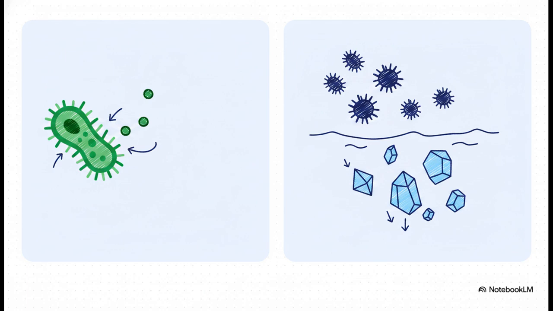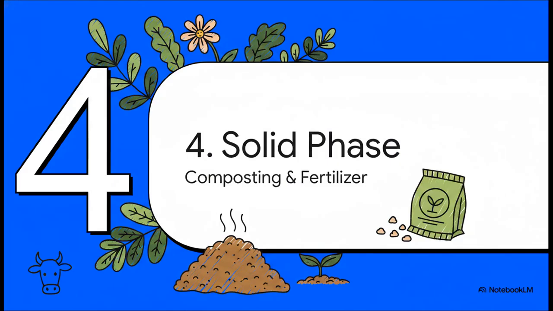On the flip side, we have the MAP precipitation we just talked about, altering the liquid's chemistry so the phosphorus crystallizes and just settles out. Both of these mechanisms work in tandem to strip the liquid stream of regulated pollutants. Which brings us to Section 4, solid phase, composting and fertilizer. Let's see what happens to all that stuff we just pulled out.